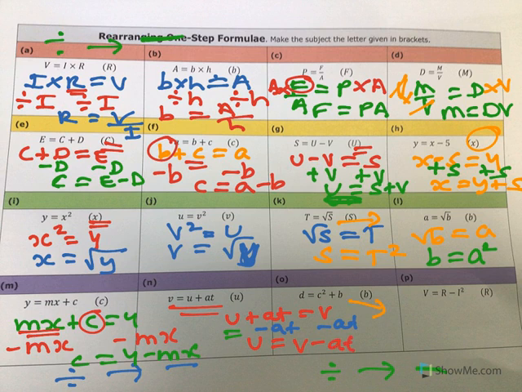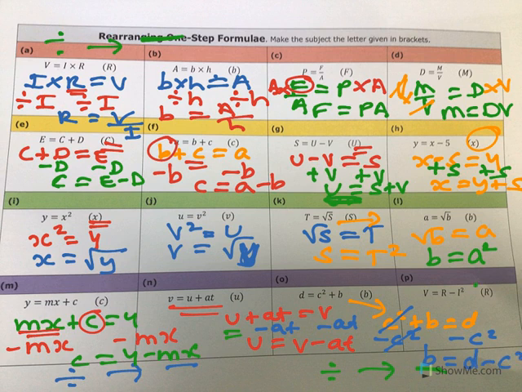Okay, the next one, we want to make B the subject. So C squared plus B equals D. To get B by itself, I take the C squared, because I want to get rid of the whole thing. And you get B is D minus C squared.